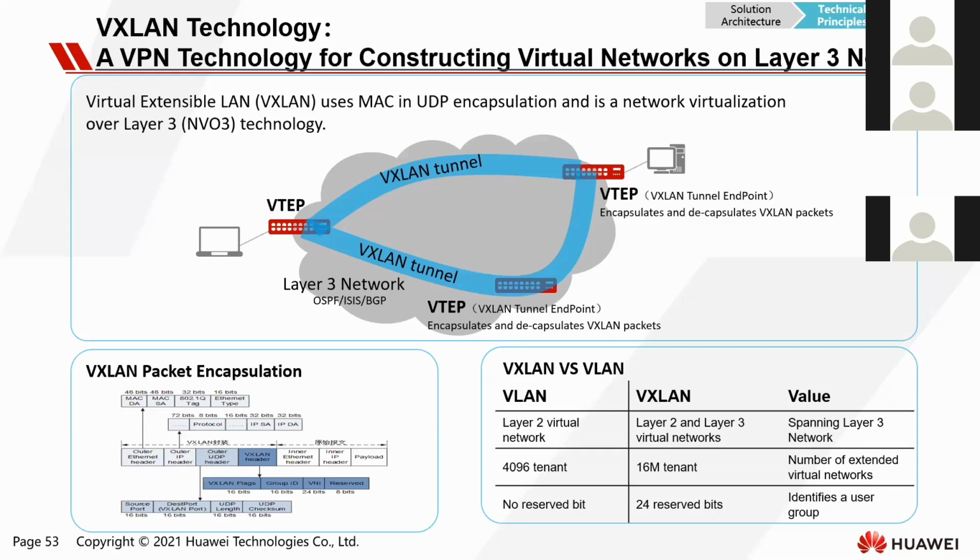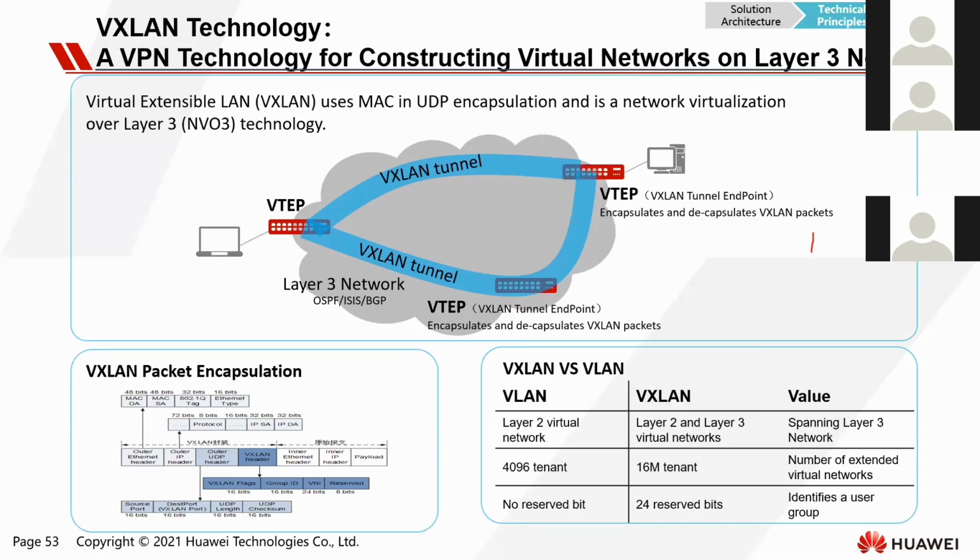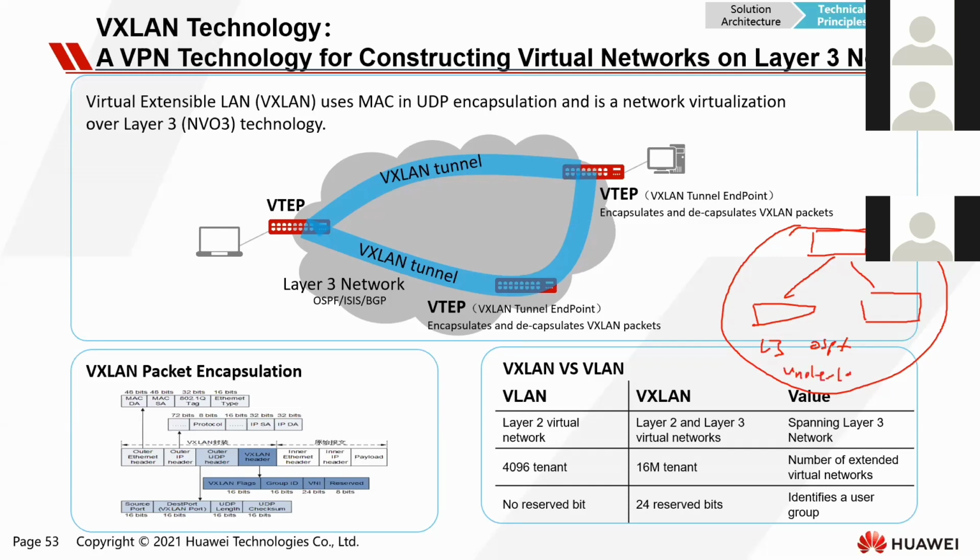So next, we'll go through the VXLAN technology. So basically, what is VXLAN? VXLAN is basically a VPN technology we use to construct virtual networks on a layer 3 network. What does it mean by constructing a virtual network on a layer 3 network? For example, we have our switches connected to each other, and then we use OSPF as the layer 3 protocol. This network we also call the underlay network.